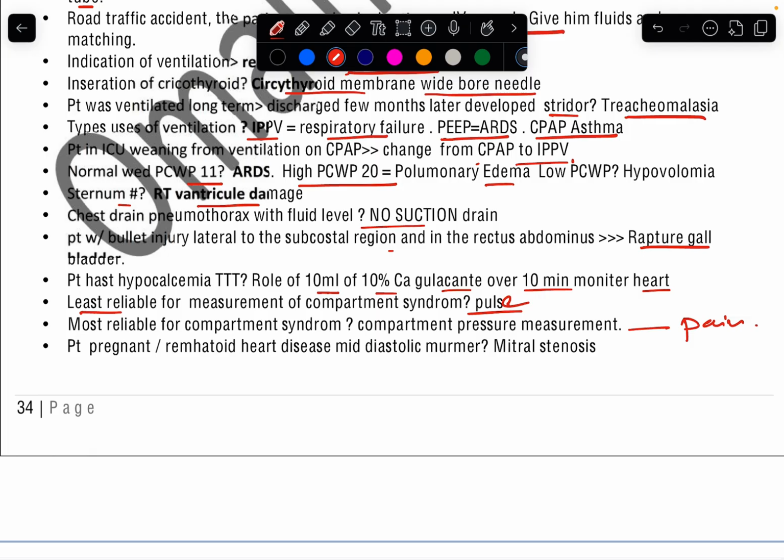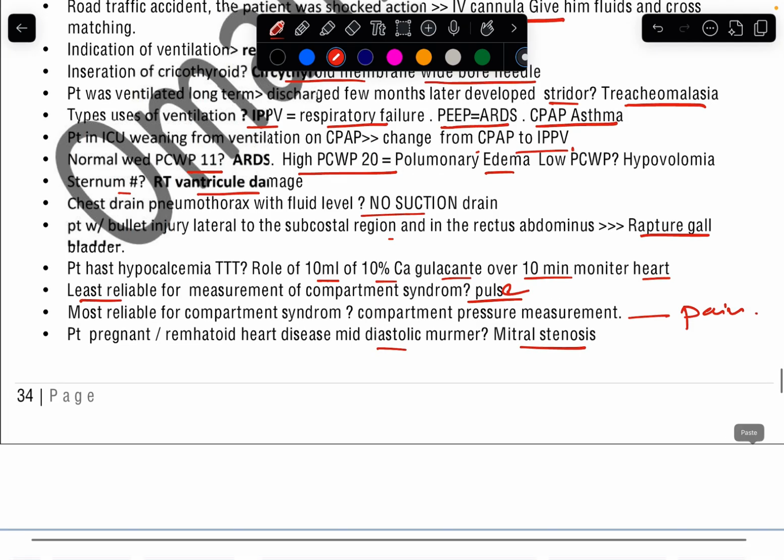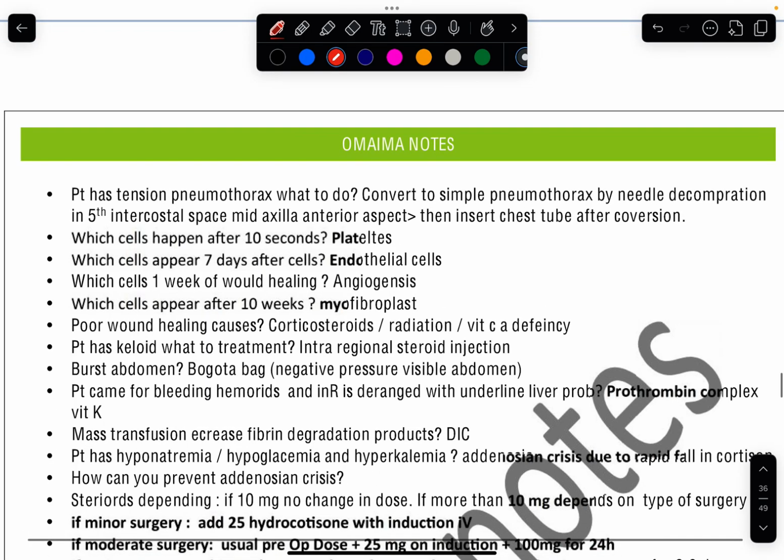Pregnant patient, rheumatic heart disease, diastolic murmur: mitral stenosis. Patient had tension pneumothorax, what to do? Convert to simple pneumothorax with needle decompression at the fifth intercostal space, mid-axillary line. Then insert the chest tube over the conversion.